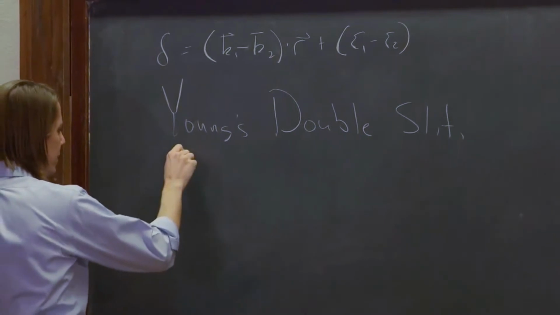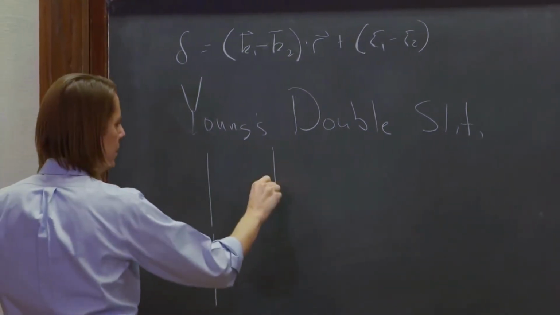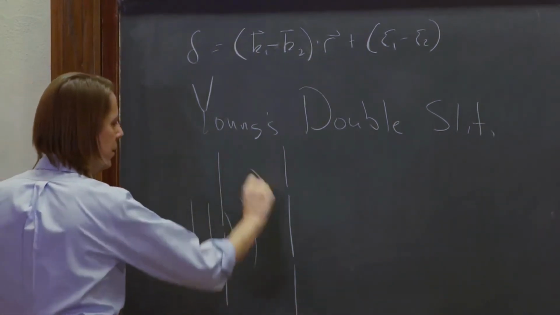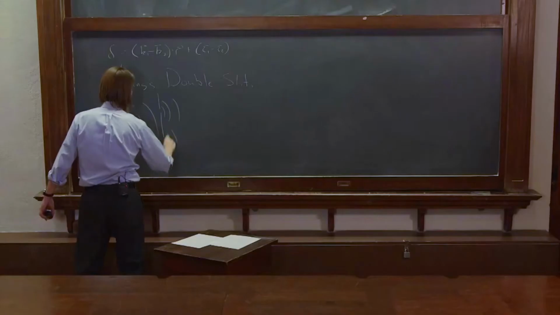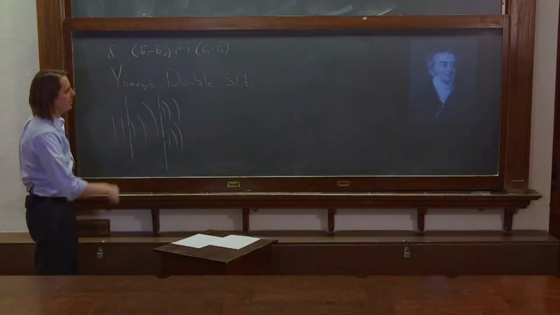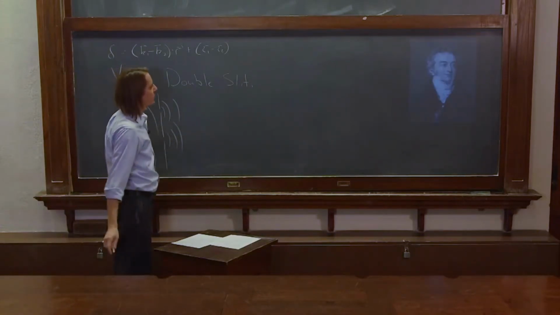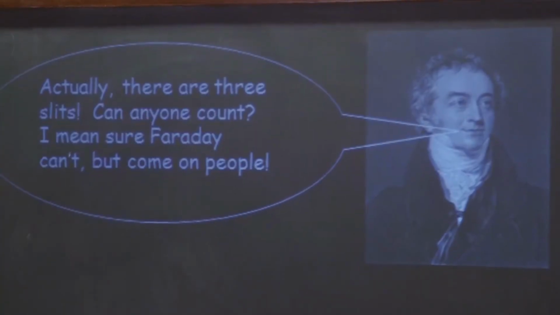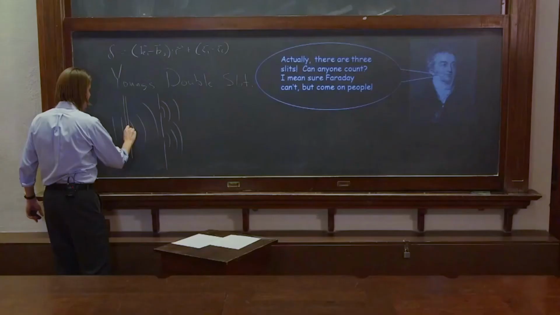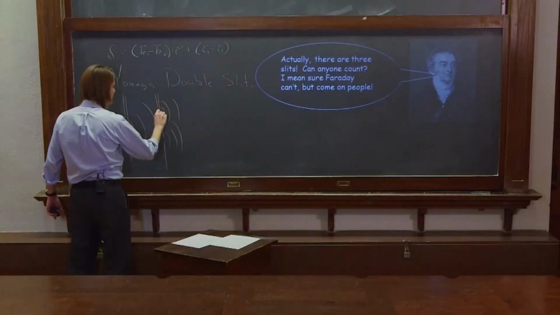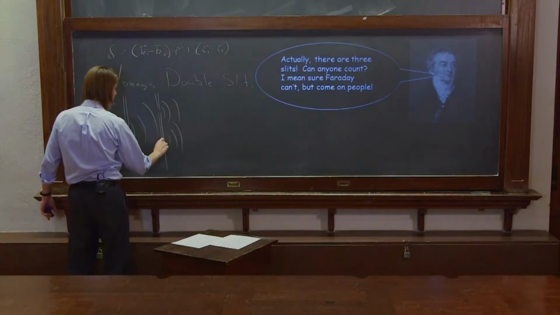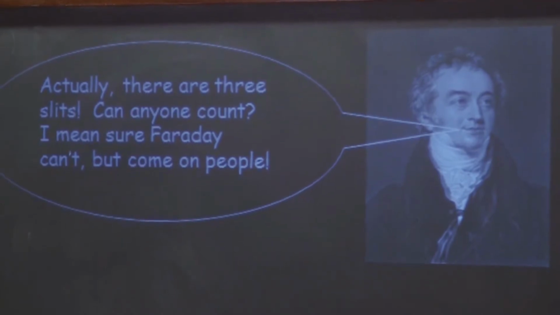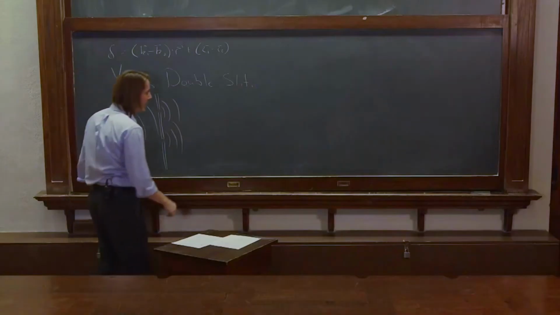So typically it's drawn like this, and you've got a slit there and a slit there. And here is Thomas Young, by the way, who helped show us that light is a wave. And he says, actually, oh yeah, there are 3 slits. We often call it the double slit experiment when there are actually 3 slits, like this. So these are walls here, and there are the slits. And then he says, can't anyone count? He's sort of annoyed about this, and sure, Faraday can't. Okay, well, that's kind of a cheap shot on Faraday.